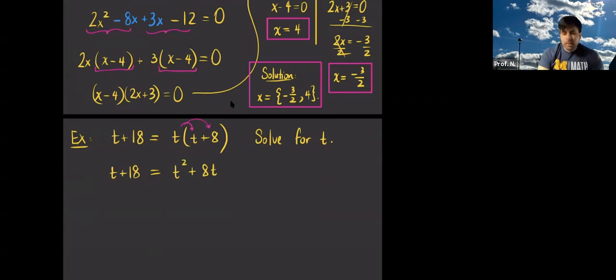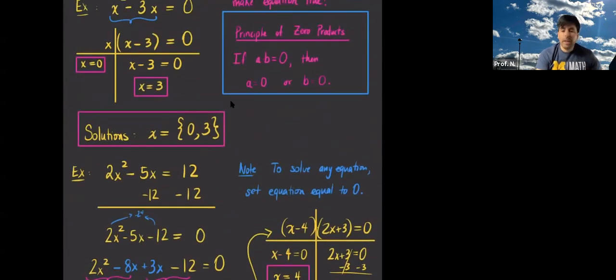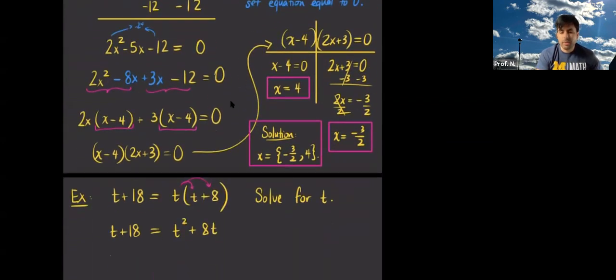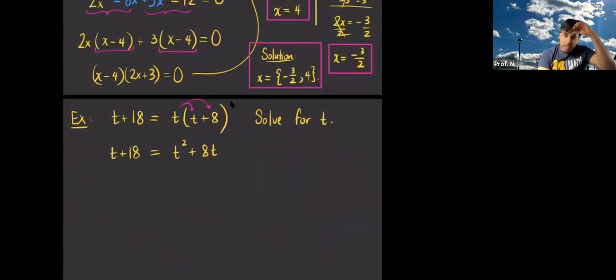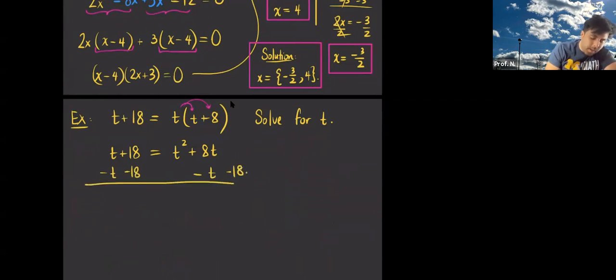Now, remember what's the note that I wrote? To solve any equation, set equation equal to 0. The problem is it's not equal to 0 yet. I need to set equal to 0 first. So what I could do is I can subtract the t on both sides here, subtract the 18 on both sides here, and then look what I get. On the left side, the t's cancel, the 18's cancel, and I'm left with 0 equals t squared plus 7t minus 18.